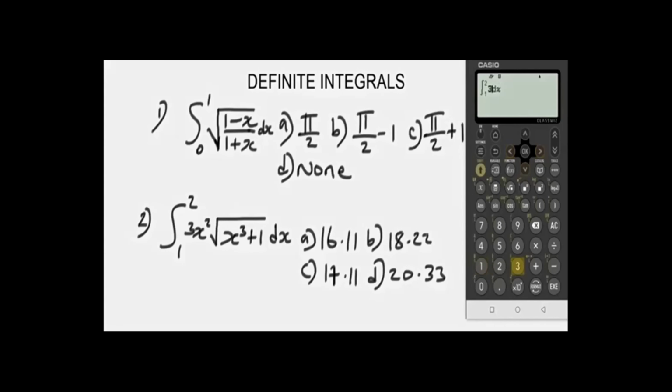Input the values. We have 3x, shift and this button, 3x square root, x, shift and this button, square. Okay, we have cube there, x cube, come down, plus 1. Alright, so that's what we have there. Let's press this execute button to see what it's going to give us. We have 16.11. So the right option on this question is option A, 16.11.